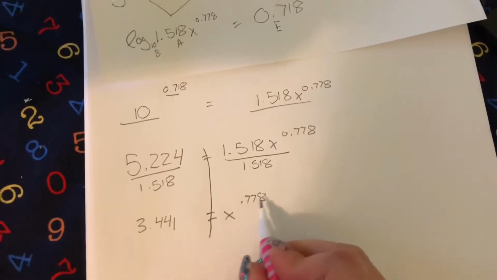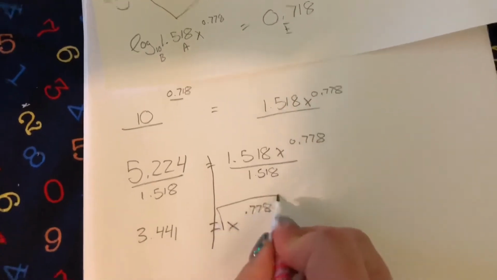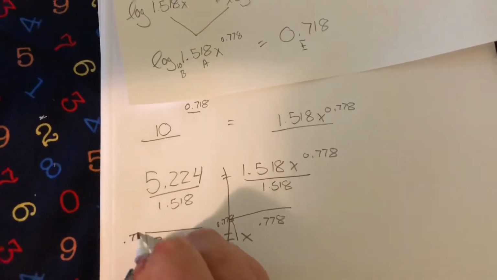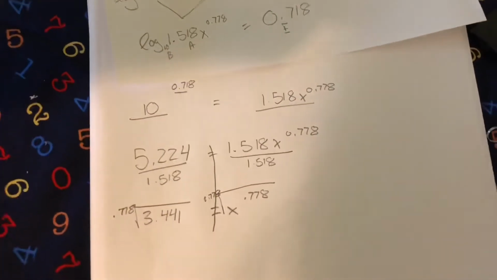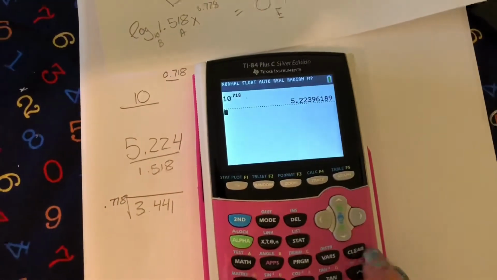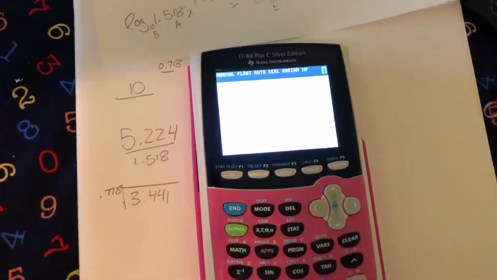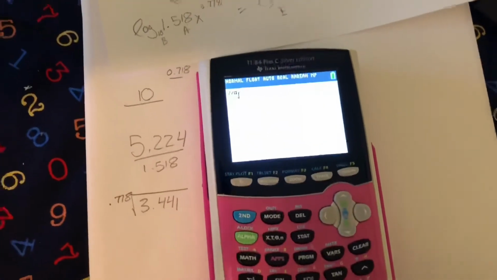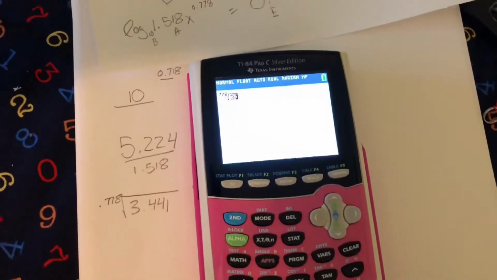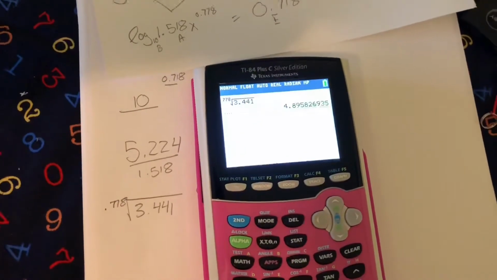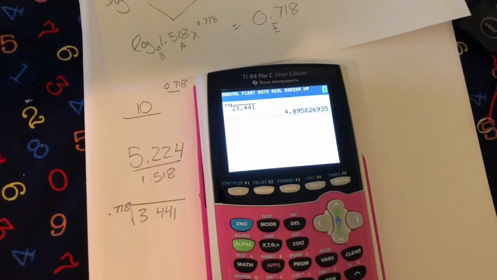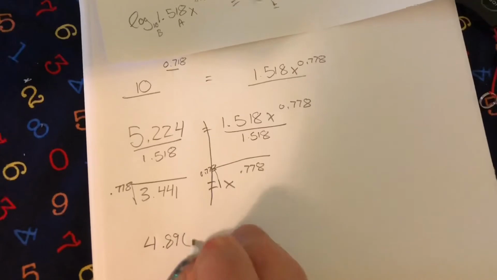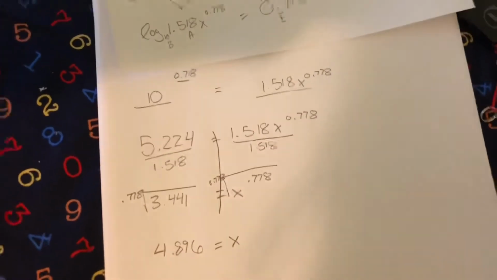And then to undo any kind of exponent, you take the root. So we're going to take the 0.778 root of all this, and thank God for my handy dandy TI-84 Plus calculator in color. I have a little function that'll allow me to take whatever kind of root I want to take. So 4.896. So 4.896 equals x.